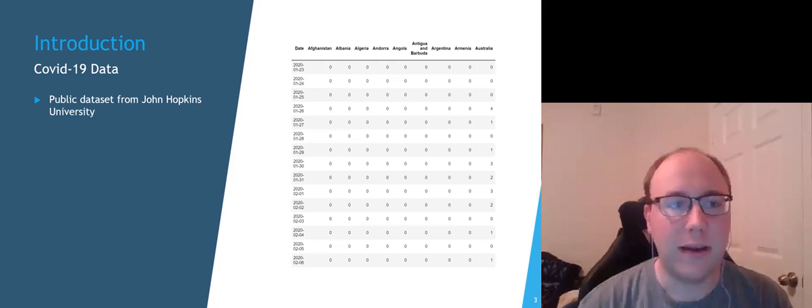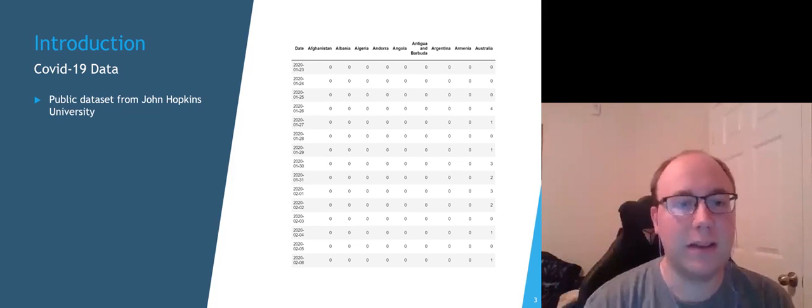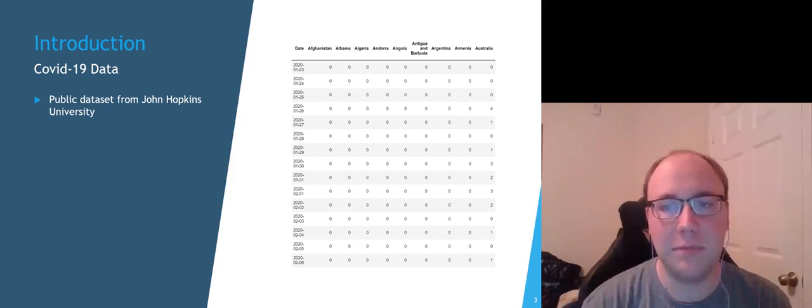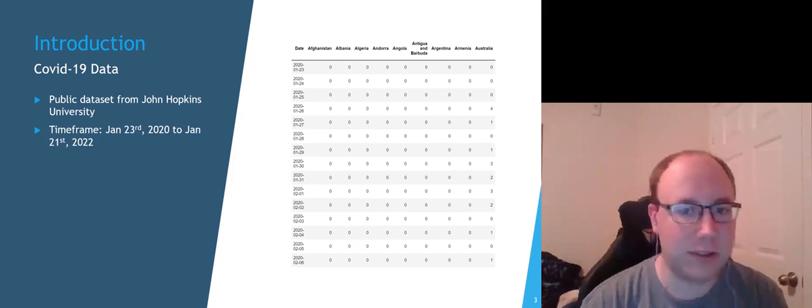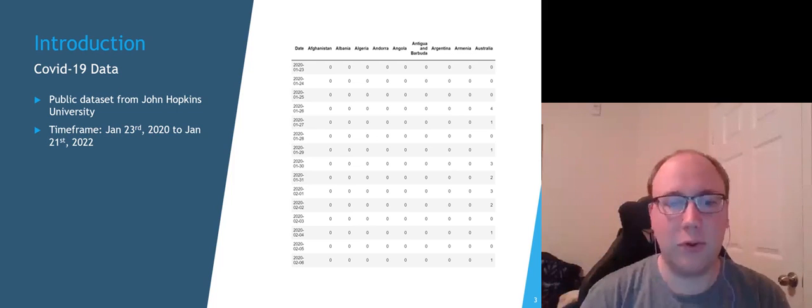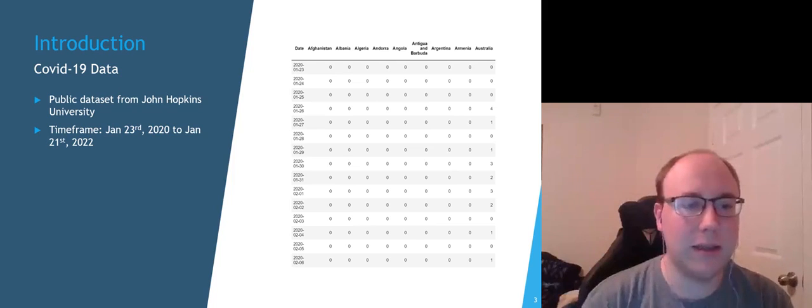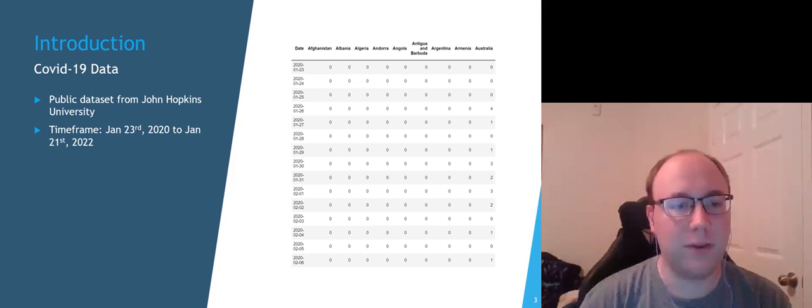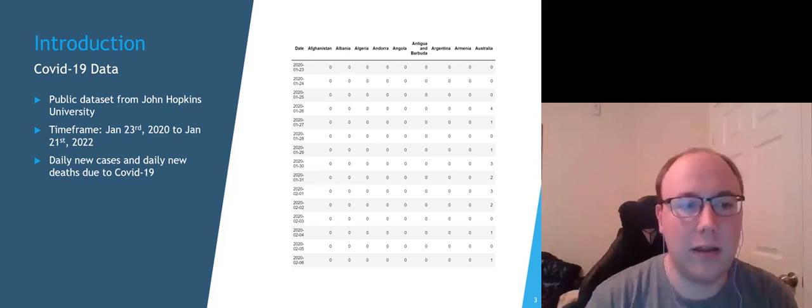So to introduce our data, it was a public data set from Johns Hopkins University, so you can go to their website now and actually pull this data for yourself. The time frame for what we got the data for was from January 23rd of 2020, so right near the beginning of the pandemic, to January 21st of 2022. So we're looking at roughly about 2 years worth of data.